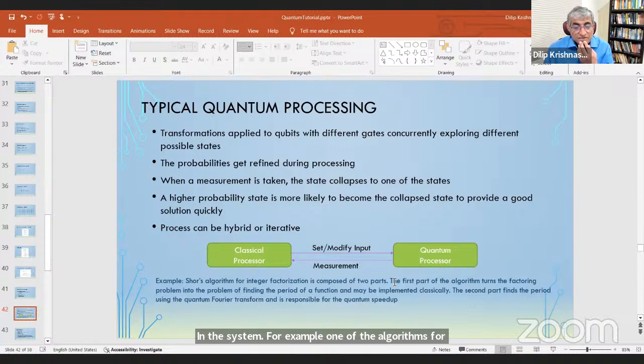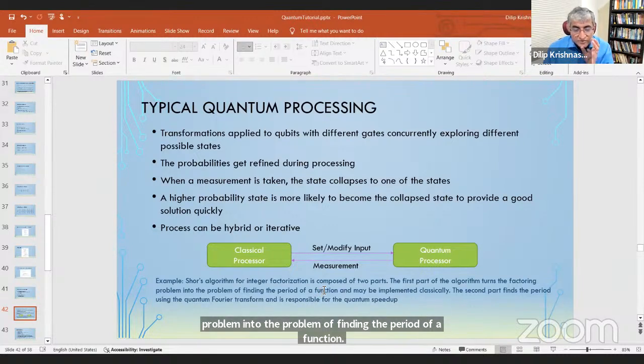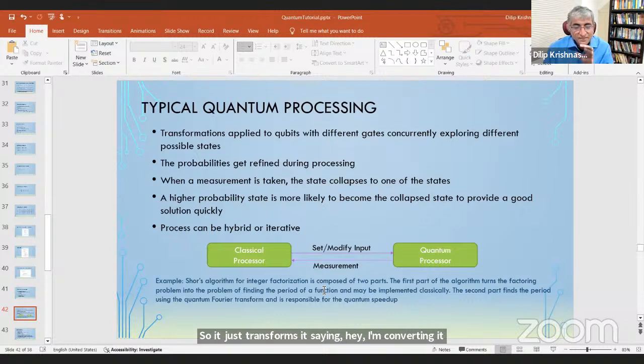It's composed of two parts. The first part tries to turn the factorization problem into the problem of finding the period of a function. So it just transforms it, saying, hey, I'm converting it into a form where I have to find the period. And the second part actually finds the period using a quantum Fourier transform, and that executes on the quantum computer. That is responsible for the quantum speedup. So they work hand in hand.